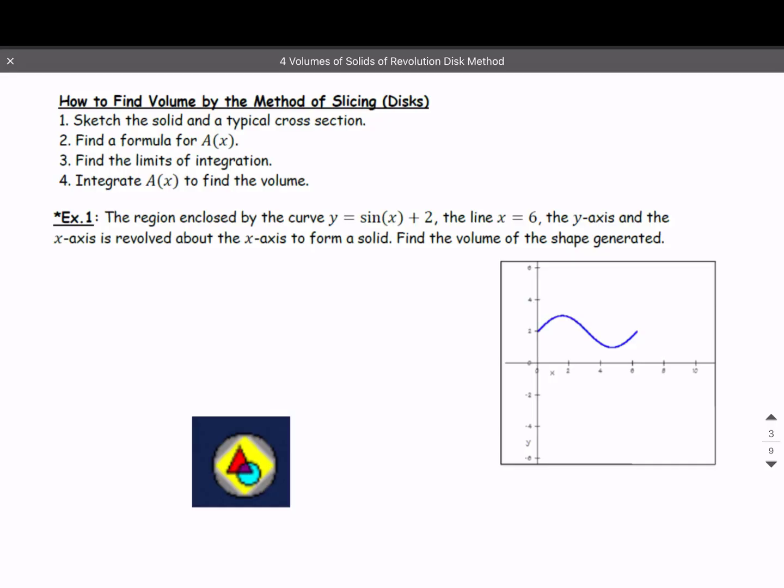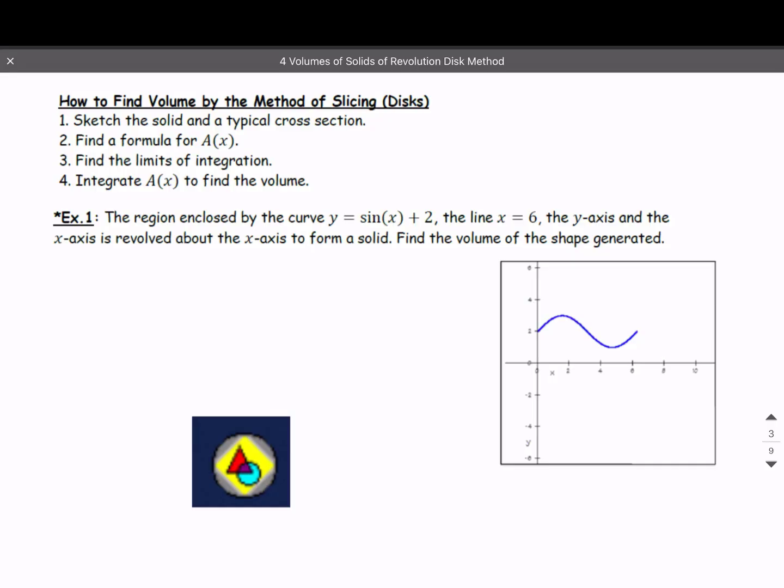Then we actually integrate. Okay, now the first example we have here: the region enclosed by the curve y equals sine x plus 2, the line x equals 6, the y-axis and the x-axis is revolved about the x-axis to form a solid. Find the volume of the shape generated. So I'm going to take you to that program again, and I'm going to show you what this one looks like when we revolve it before we try to draw it.